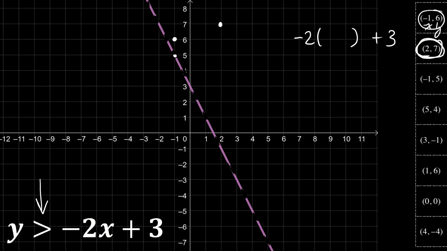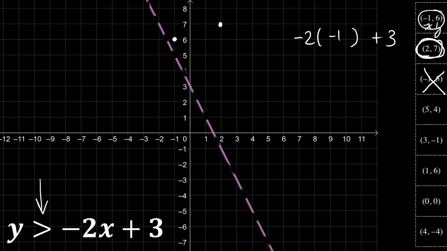And when I put in the -1, I can see I get 2, because -2 times -1 is 2. 2 plus 3 is 5. 5 is greater than 5? No, 5 is not greater than 5. So I probably should come back in and say, you know what, this point actually is not a solution. Let me get rid of that point. And also I probably should come in and cross this one out because this point did not work.